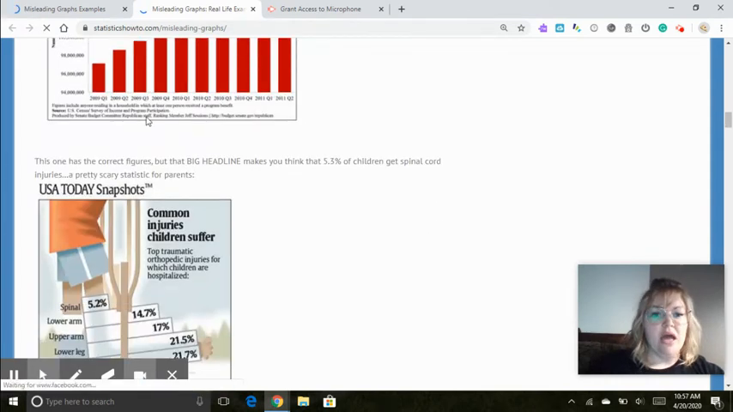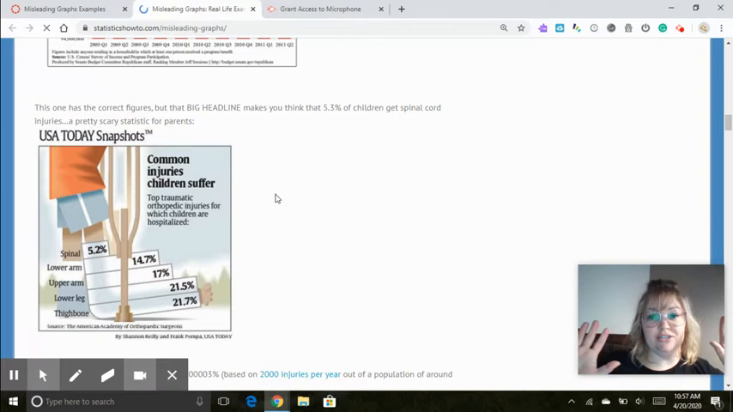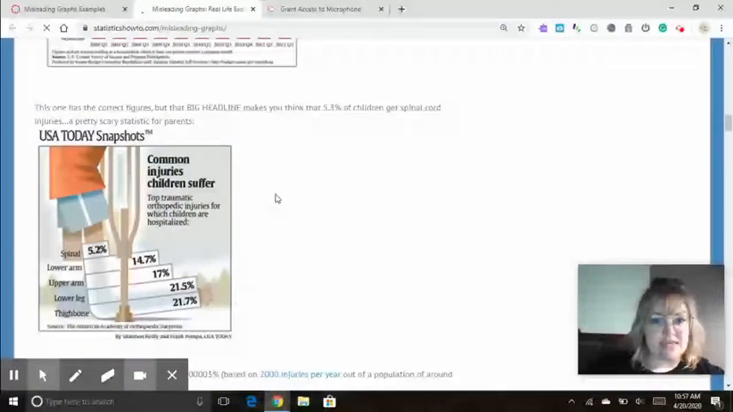Anyway, and then also for your project, I mentioned that USA Today has what are called snapshots, and a lot of times these snapshots are misleading. Not all the time. I'm not saying every single one is. I don't know what percentage are misleading, but I just know that quite a few of them are.